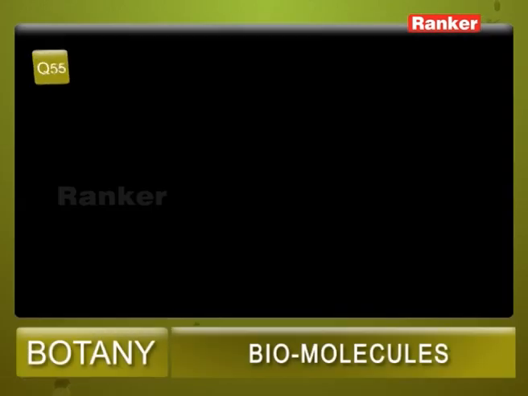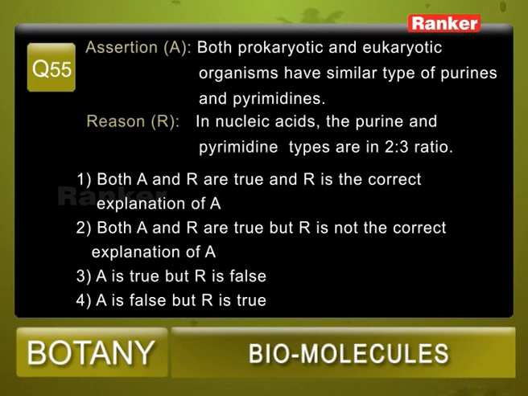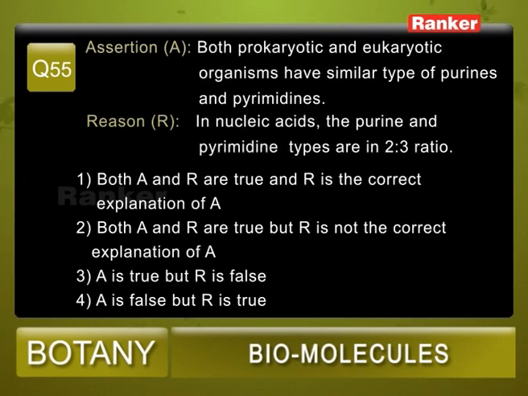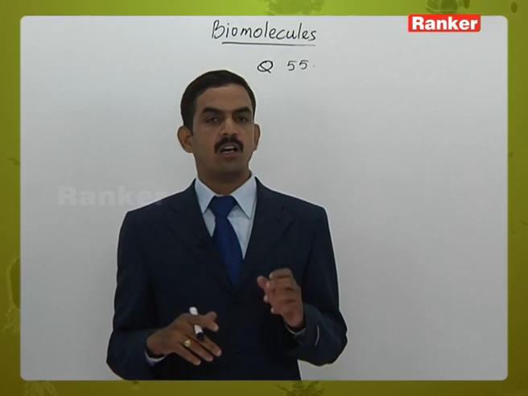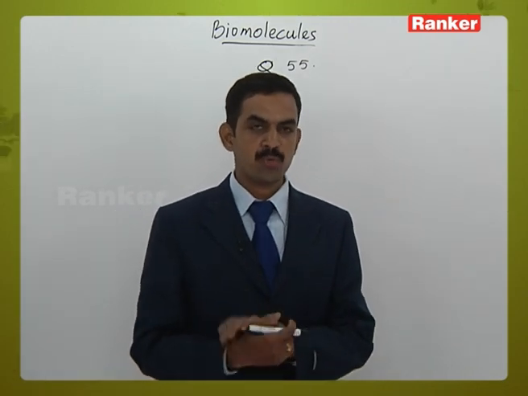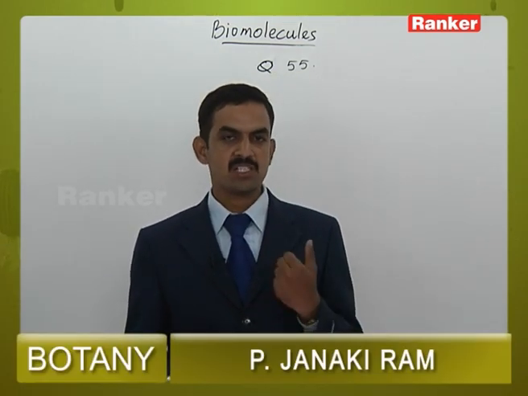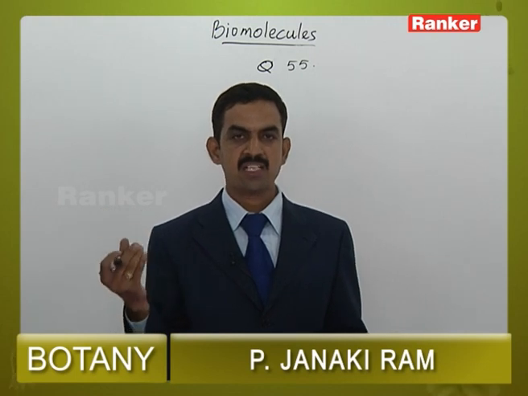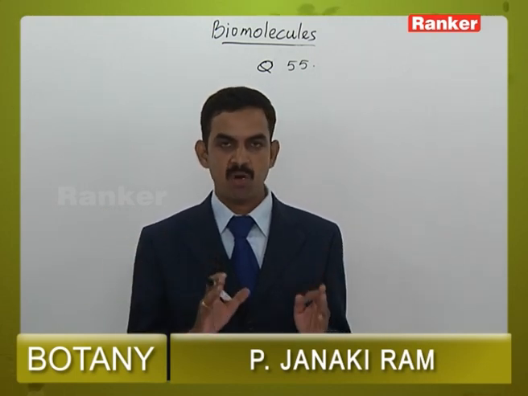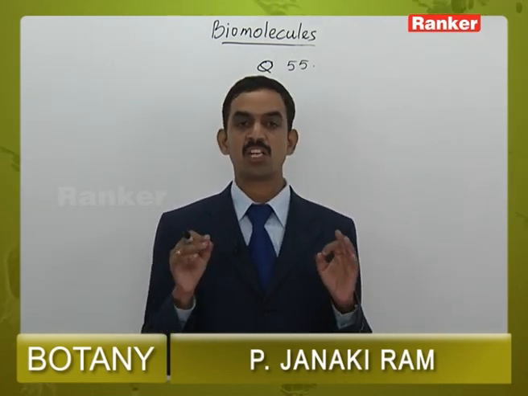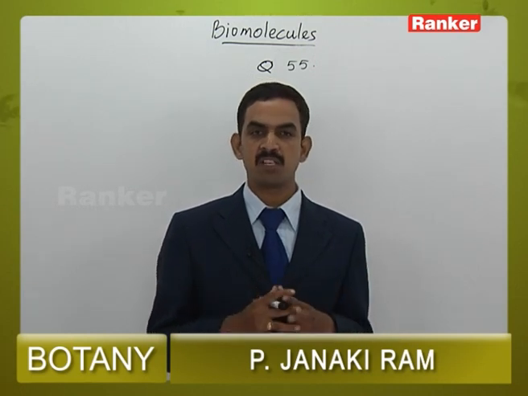Question number 55, assertion: both prokaryotic and eukaryotic organisms have similar type of purines and pyrimidines. Reason: in nucleic acids, the purine and pyrimidine types are in 2:3 ratio. Okay. Here we know that in the nucleic acids, purines and pyrimidines are present. Purines include adenine and guanine. Pyrimidines include cytosine, thymine and uracil. Whatever the type of living organism, there will be no change in the type of purines and pyrimidines. That is, these are universally the same in all types of living organisms.